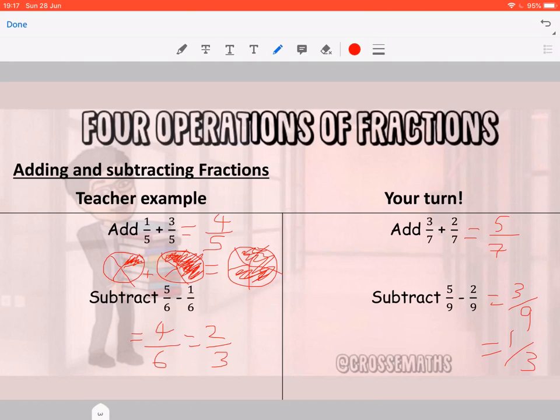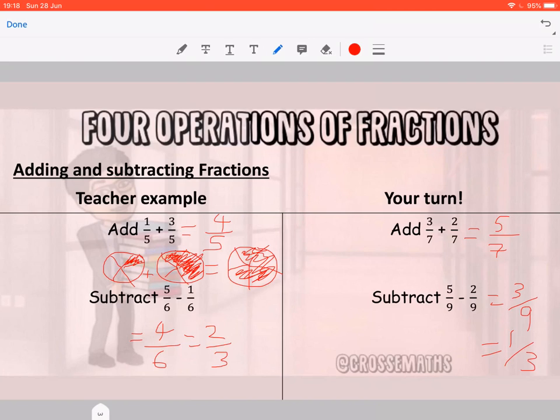Now just some key rules to look at now. The numbers on the bottom have to be the same to add and take away. Okay, it would be worth writing down some of these key points for yourself. Also, if it's that number on the bottom in the question, it stays that number on the bottom in the answer.